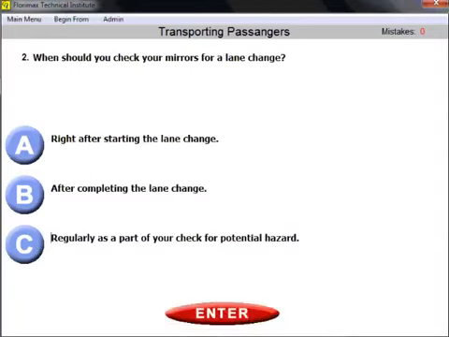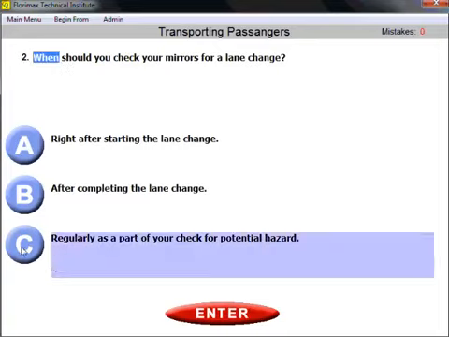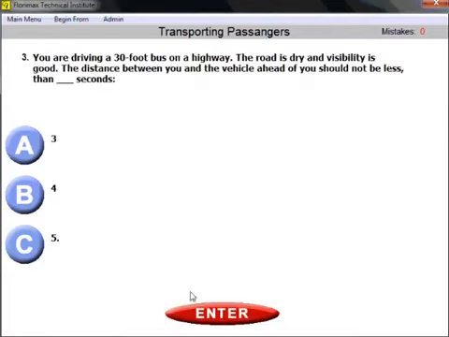Okay, good. Question number 2. When should you check your mirrors for a lane change? Regularly, and it should be a part of your check for potential hazard. So that's what and how you should check your mirrors. Again, most of the questions in this endorsement test refer to the safety problem, because transporting passengers requires you to be mostly aware about safety of the passengers.